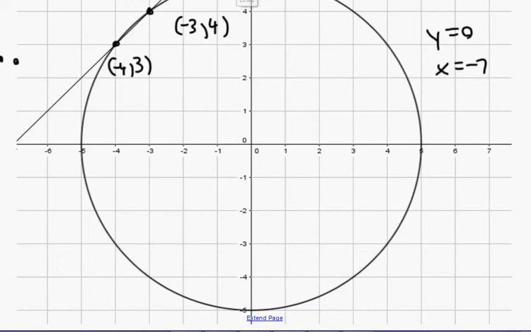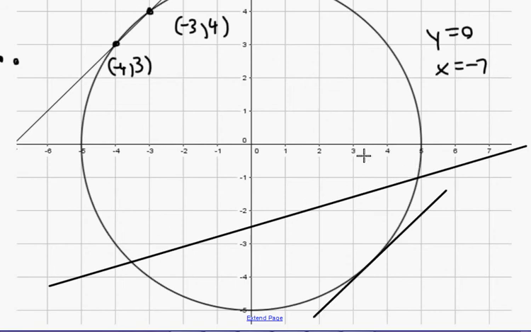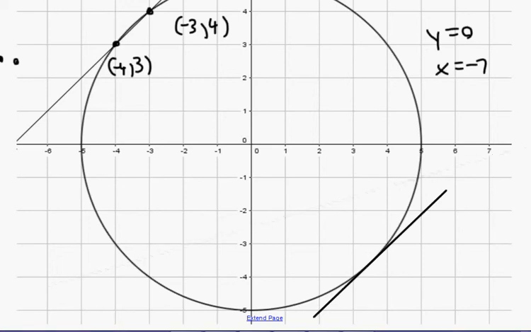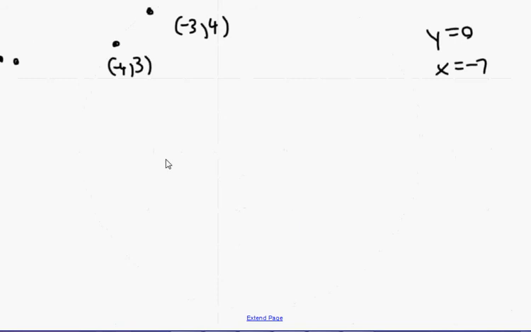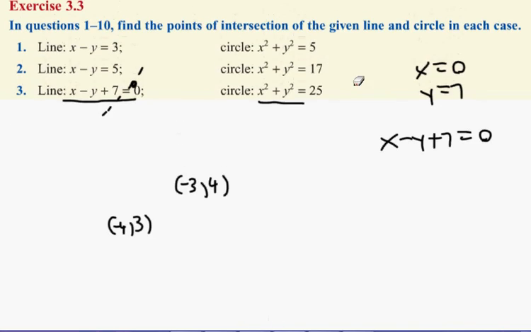Now, if you only get one answer for x, guess what happens? If you only get one answer, it means it only touches the circle at 1 point. If you get 2 answers, it means that the line goes straight through the circle and hits it twice. Does that make sense? 2 x values, or 2 different points, means it hits the circle twice. So, we've seen the diagram. Now we're going to see if we can make that happen using just algebra, without drawing it at all.